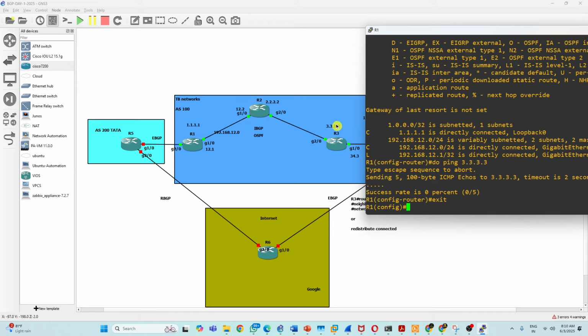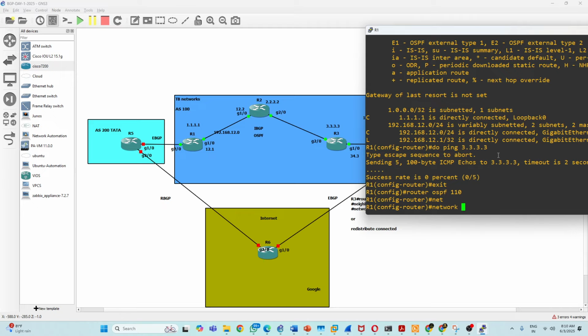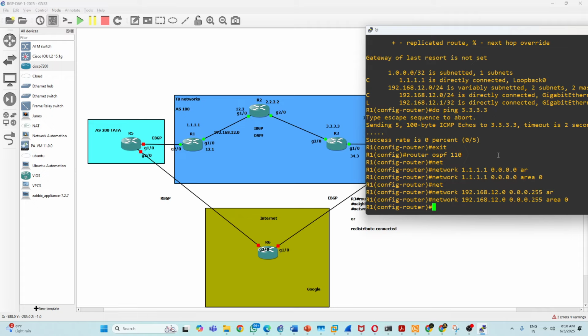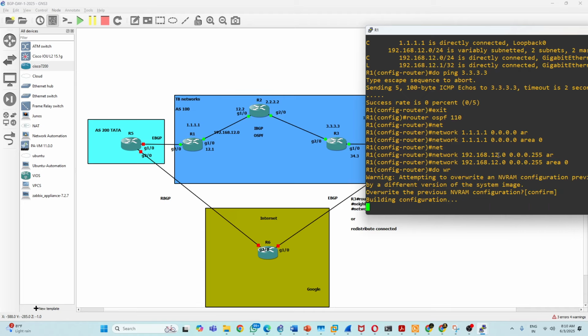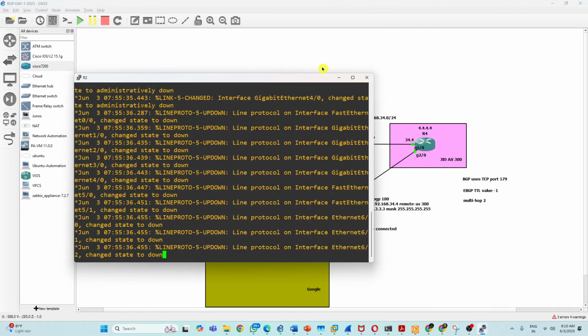Now to get reachability for this neighbor, what am I doing? Configuring OSPF 110. Advertise the network as usual: 1.1.1.1 with wildcard mask 0.0.0.0 in area 0, and network 192.168.12.0 with its wildcard mask in area 0. Now that's it. Now go to R2. Same on R1, R2, R3. You need to configure everything here.